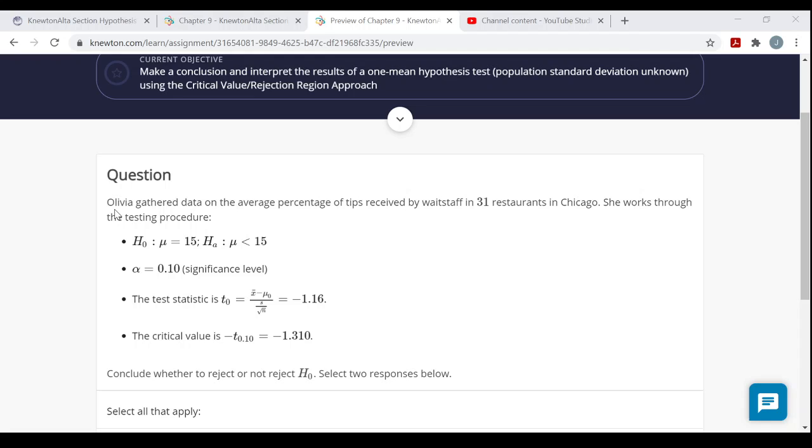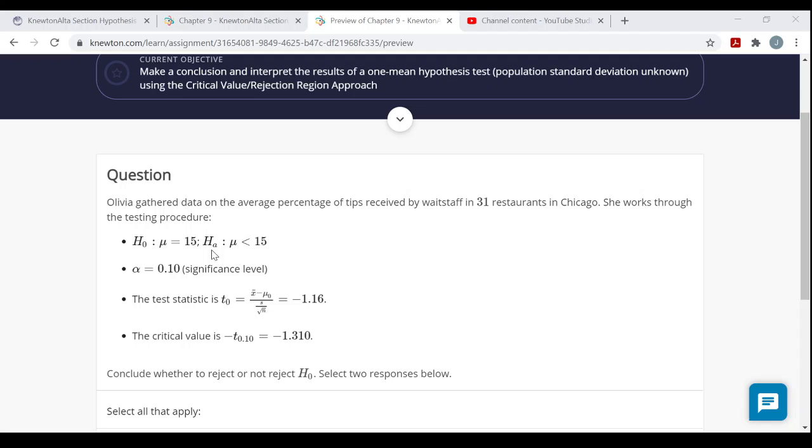Alright, so here it says, Olivia gathered data on the average percentage of tips received by waitstaff in 31 restaurants in Chicago, right? So she had a sample size of 31. She works through the testing procedure, right? So her null hypothesis, what she's assuming, is that the average percentage of tips received by waitstaff for all Chicago restaurants is 15%, or 15.